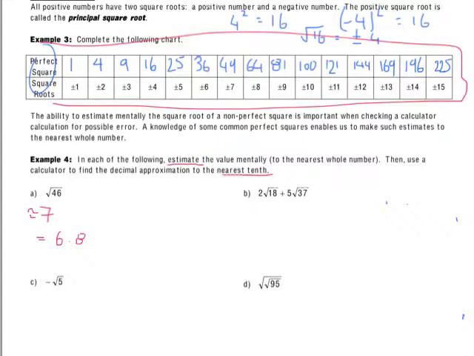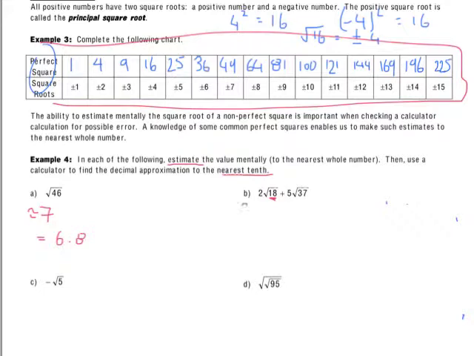Okay, moving on over here, I have 2 times the square root of 18. Well, the square root of 18, the closest perfect square to 18 is 16, I should say. 4 squared is 16. So the square root of 18, my best guess would be that it's 4.